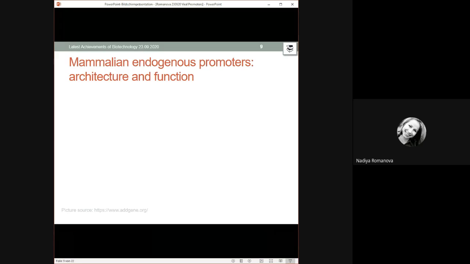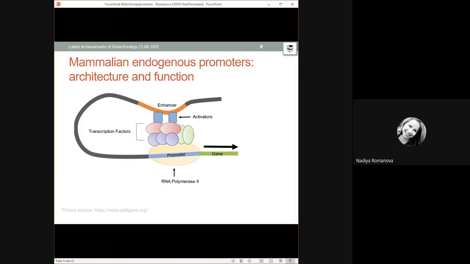So in order to understand why the viral promoters are usually used for transgene production in the mammalian cells, we have to understand the difference between mammalian endogenous promoters, their architecture and function, and the viral promoters. So first, I will focus on the mammalian endogenous promoters. So here is the schematic picture of the DNA strand, which is shown in gray.